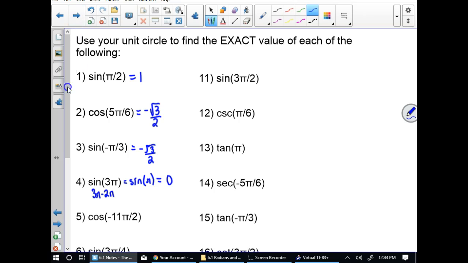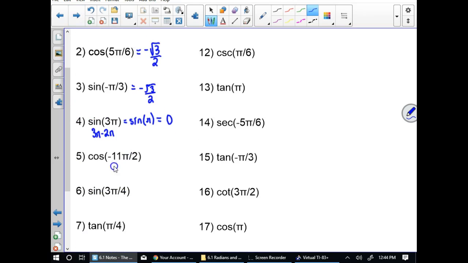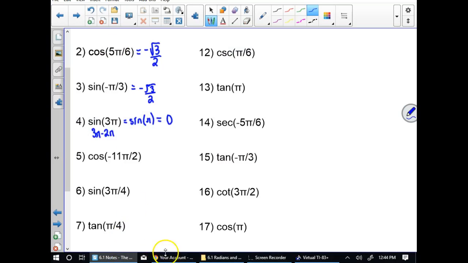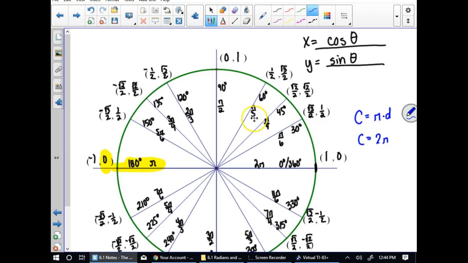All right, number 5. This one starts to get a little tricky because I've got negative 11 pi over 2. So that's definitely not on our unit circle. There's a couple ways that you can do it. I'll show you what I consider the long way, and I'll show you what I usually do, which I think is shorter, but some people don't like it, so it's up to you, whichever one you want to use.